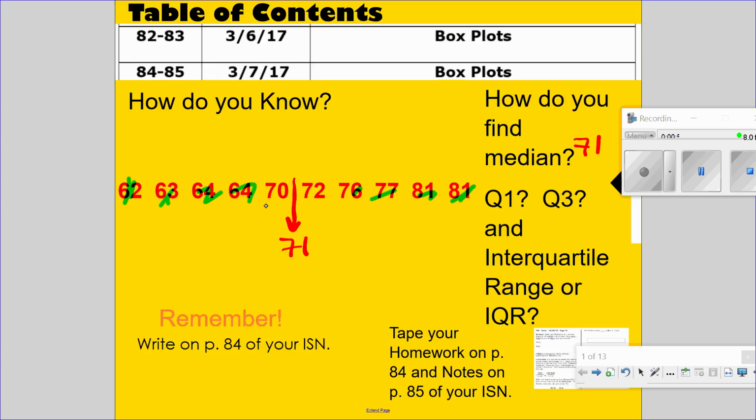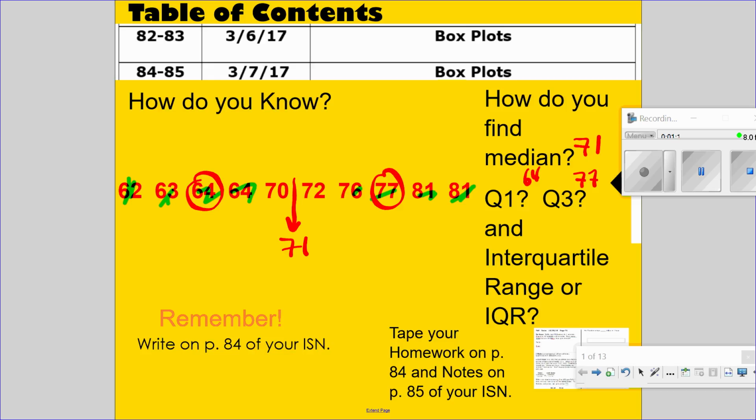We have a lower half from 62 to 70 and an upper half from 72 to 81. So 50% of the numbers are in the lower half, 50% of the numbers are in the upper half. So let's find Q1. This is the median of the lower half, so it's 64. This is the median of the upper half, 77.